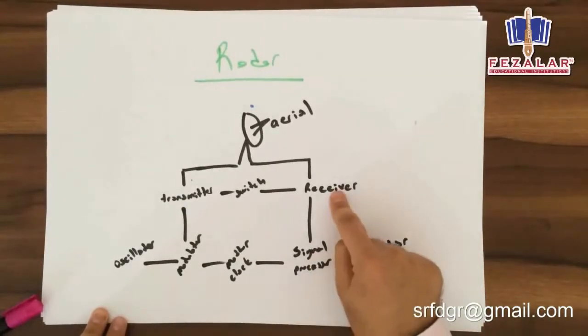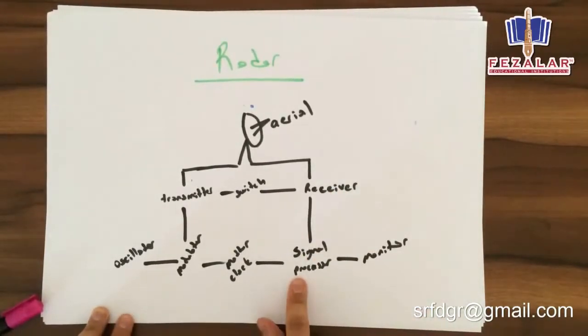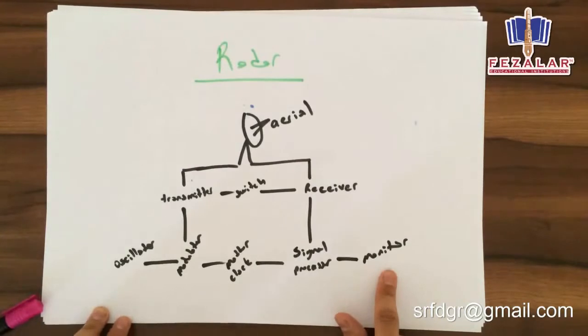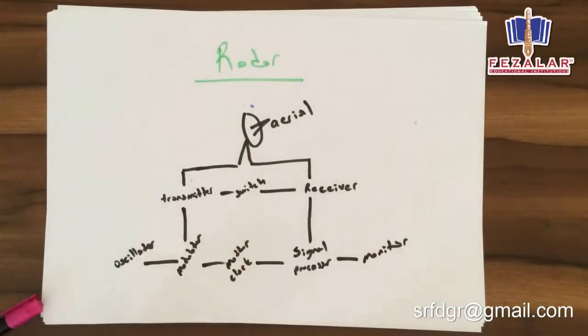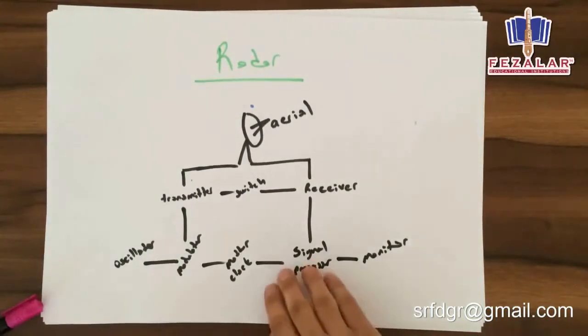Then we will receive signals, so we need a signal processor. In order to see the position, we need a monitor. And in order to control this electric system, we need a mother clock. This is radar and its parts.